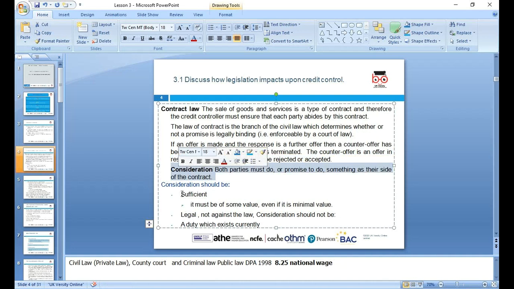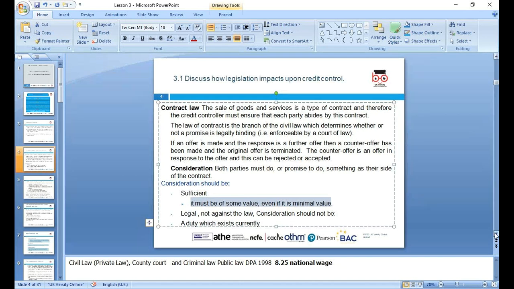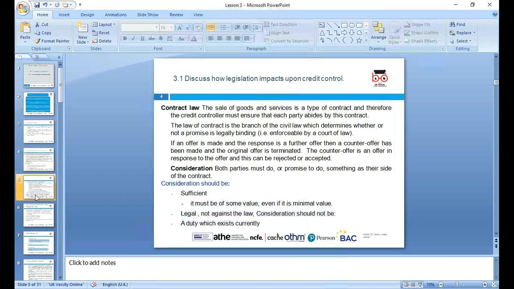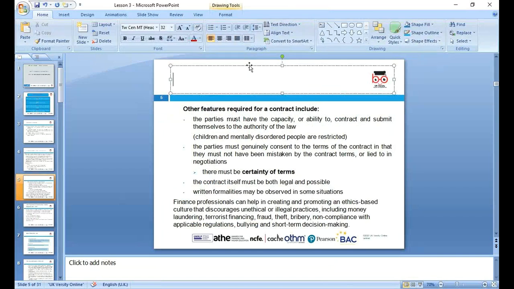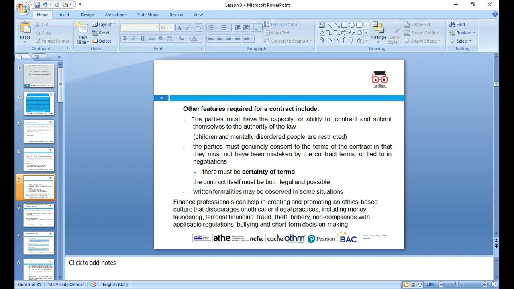Consideration: both parties must do, or promise to do, something as part of the contract. So we need to look at some promise. Consideration needs to be sufficient and clear. It must have some value, like you sell the car, they pay the money, and some economic value is involved in it. It must be legal, not against the law. Consideration should not be a debt which currently exists. We need to look at the legal aspect and consideration, which we'll go through further.